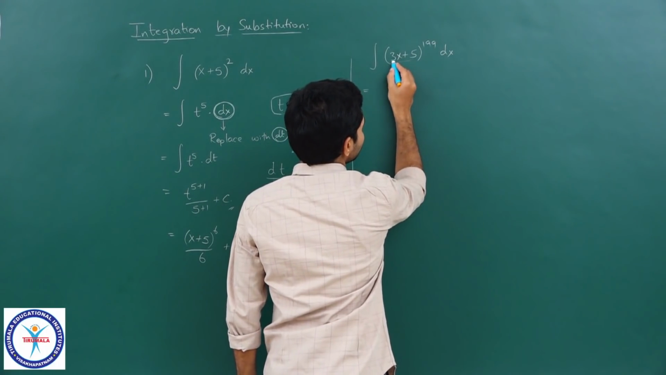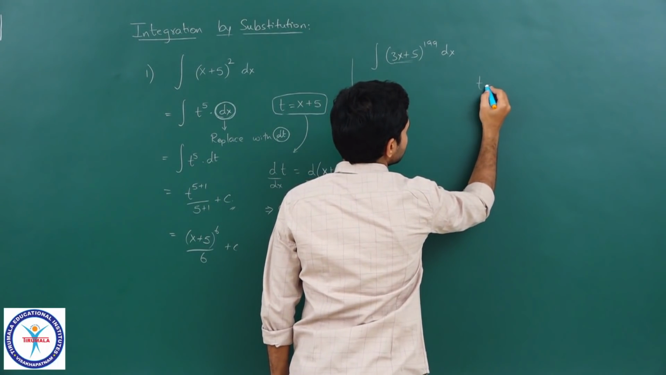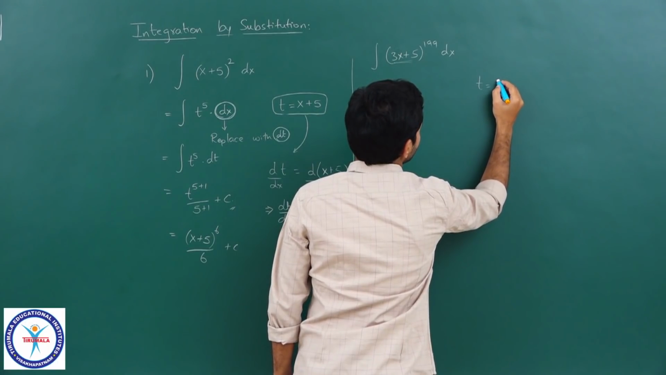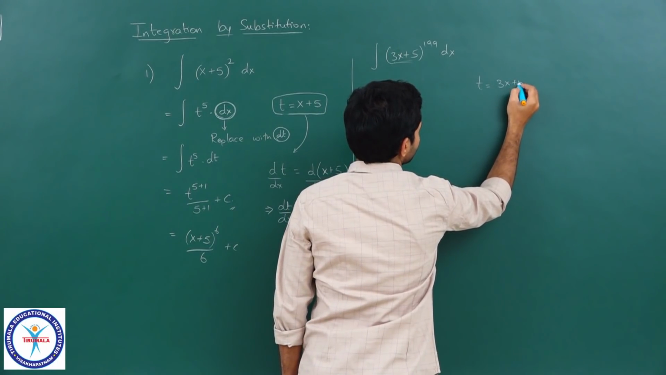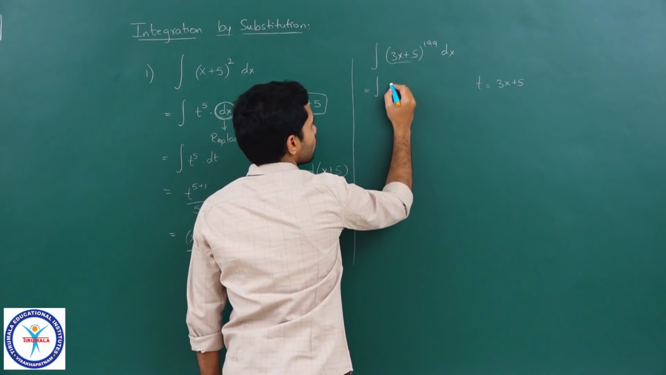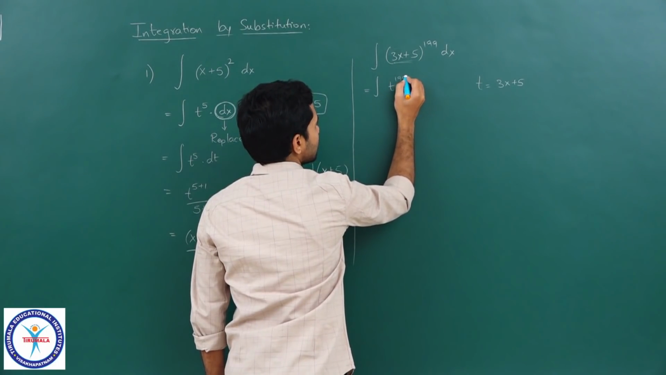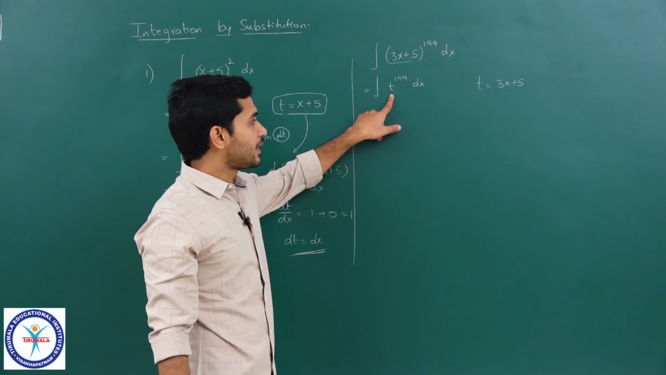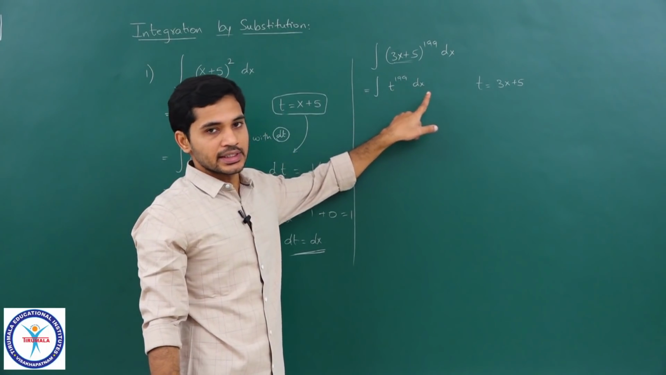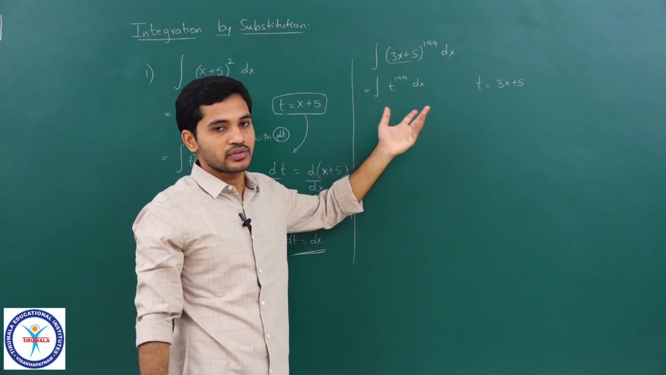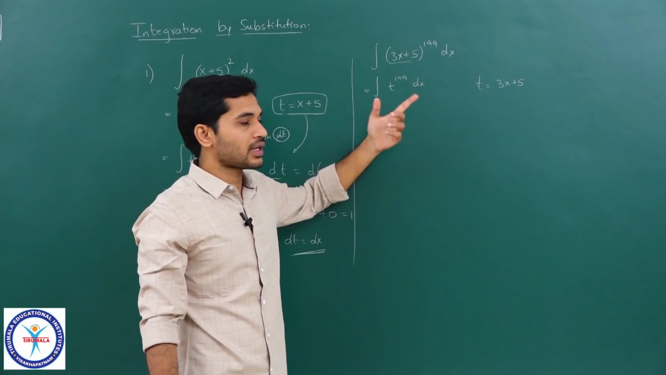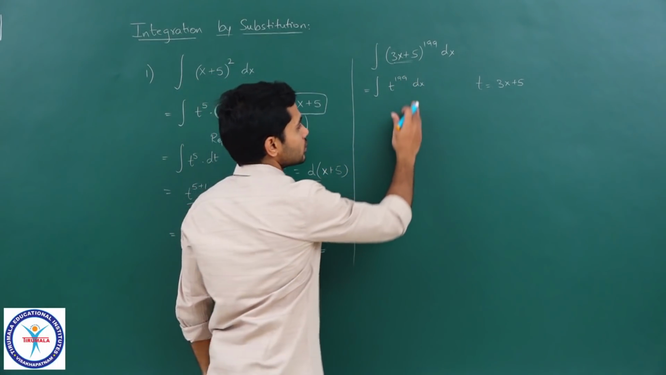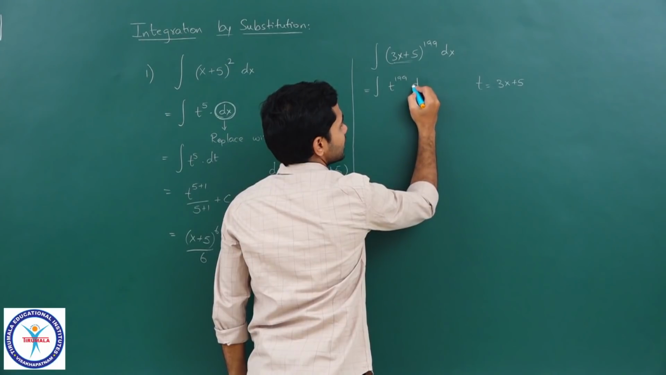I will replace this term which is inside the bracket with some t. So, t is equal to 3x plus 5. So, this will automatically become integral of t power 199 dx. So, once again the same problem, I can integrate t power 199 with respect to t, but not x. So, what am I going to do? Okay, let me write it down.